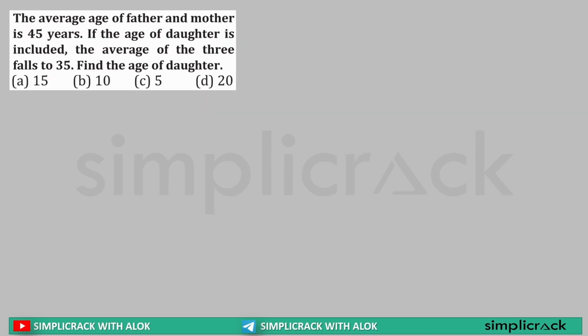Now next question. The average age of father and mother is 45 years. See, we are doing different types of questions. You need to understand two things: how average works, and if someone has been added or excluded, how it has been taken out or added to it. Okay. Now, sir, the average age of father and mother is 45.